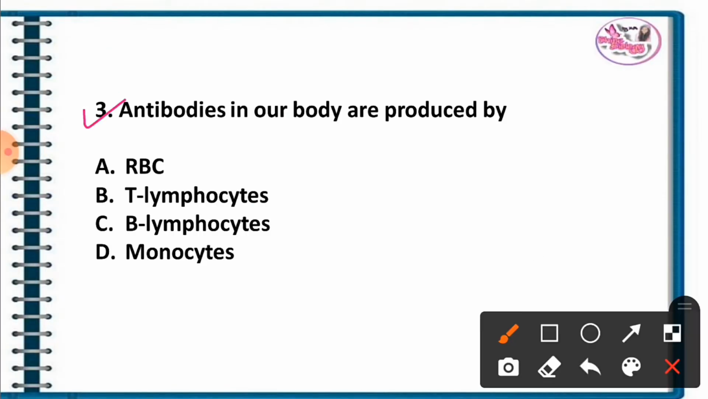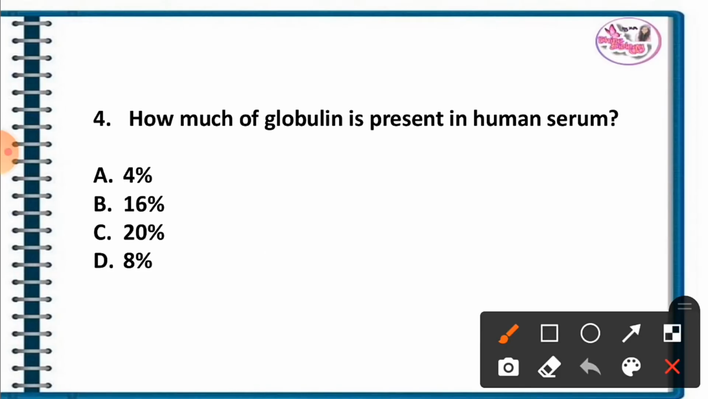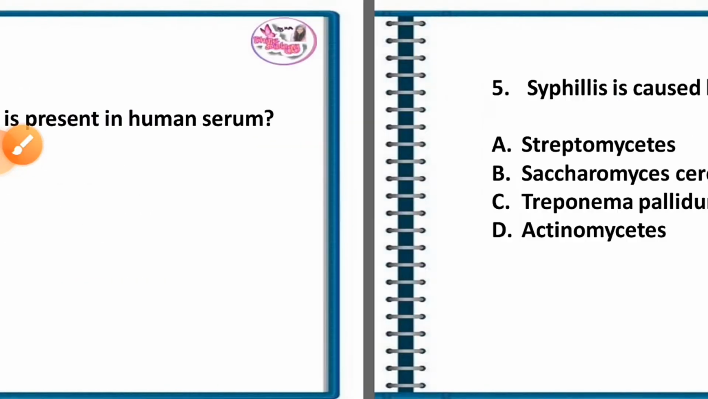Question 3. Antibodies in our body are produced by. The correct answer is option C. B lymphocyte. Antibodies in our body are produced by B lymphocytes. Question 4. How much of globulin is present in human serum? The correct answer is option D, 8. 8% of globulin is present in human serum.